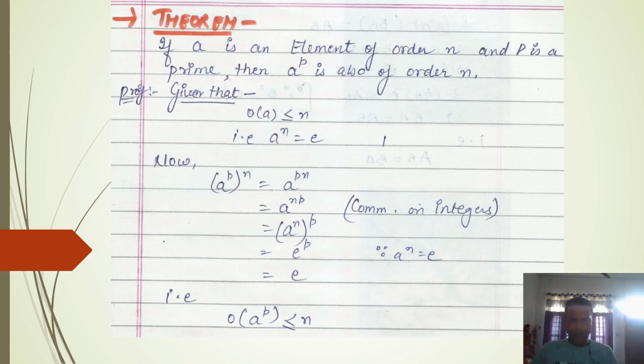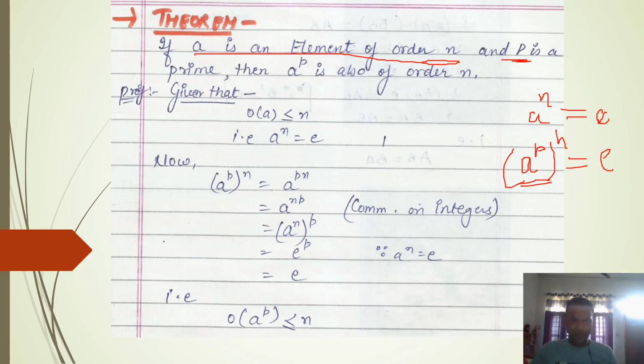This is a very simple problem. In this problem we have proved that A is an element of order n. Here A is an element of a group and its order is n. So A to the power n will be equal to the identity. And if you take any prime number p and take the power p, then the order of this will also be equal to n. It means if you take the power n on this, then you will get the identity. So this is our first statement given in the problem: the order of A equals n, that is, A to the power n equals e.